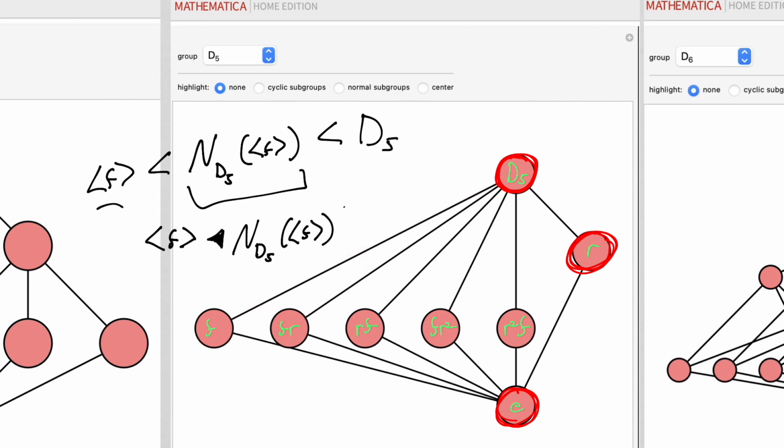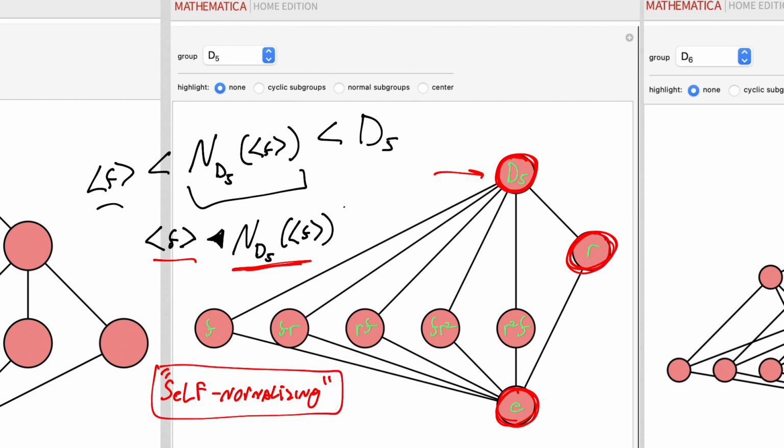Now, I've seen definitions that insist, well, if that's the case, F has no normalizer, right? I've seen other definitions that say, no, then F is its own normalizer, and it's called self-normalizing. So regardless, I just wanted to point out that this is supposed to be the largest intermediate subgroup between F and D5 by some definitions. Other definitions allow the normalizer to be the group itself in circumstances exactly like this.